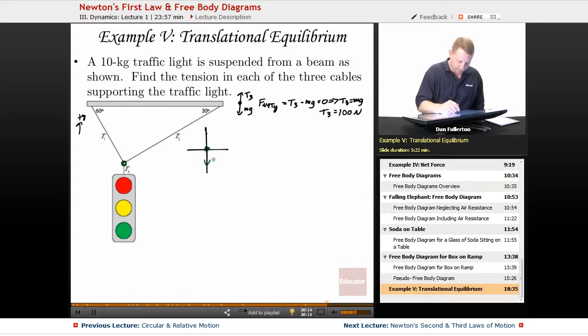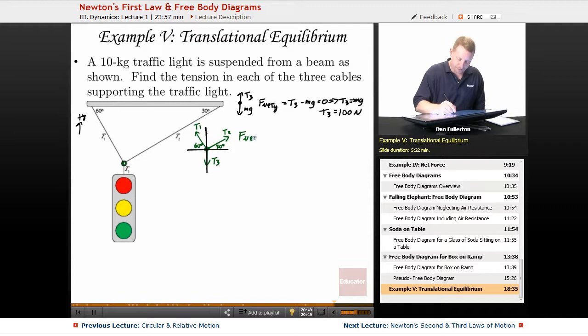We have, pulling on it, T3 down. We have T2 to the right, which is going to have an angle of 30 degrees. There's T2. And we have T1 up and to the left, at an angle of 60 degrees. If we wanted to break that up for a pseudo free body diagram, I'd redraw that over here a little bit further on the left. Well, we don't even have to do that.